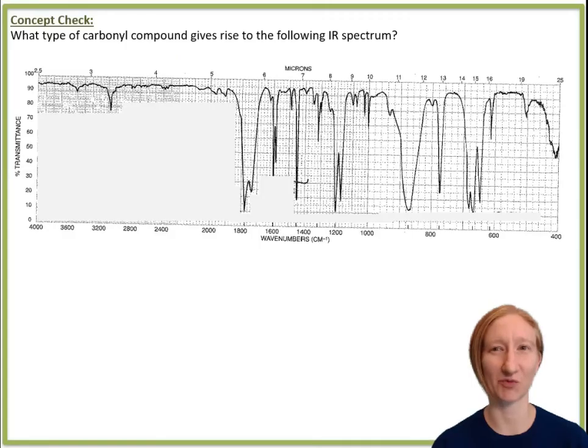Now let's try an example. What type of carbonyl compound gives rise to the IR spectrum shown here? In order to answer this question, we need to first identify the CO double bond stretch. So we look between 1650 and 1800, and we see this band here. This band is right around 1800 wave numbers, which is on the high end of a carbonyl stretching range, and more specifically, it's in the range for an acid chloride.